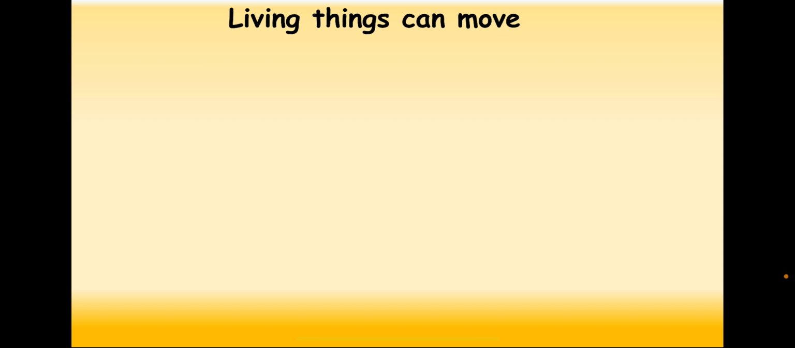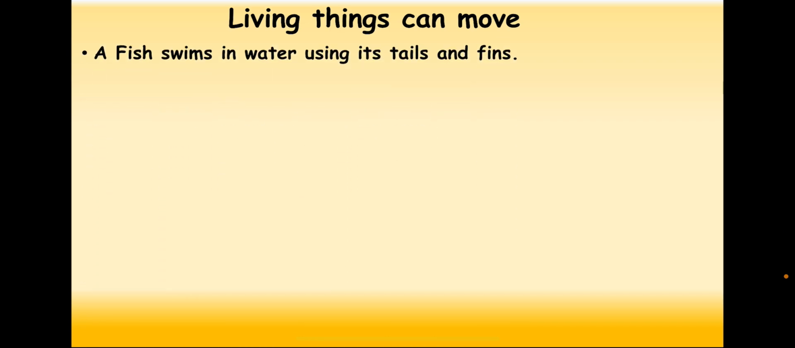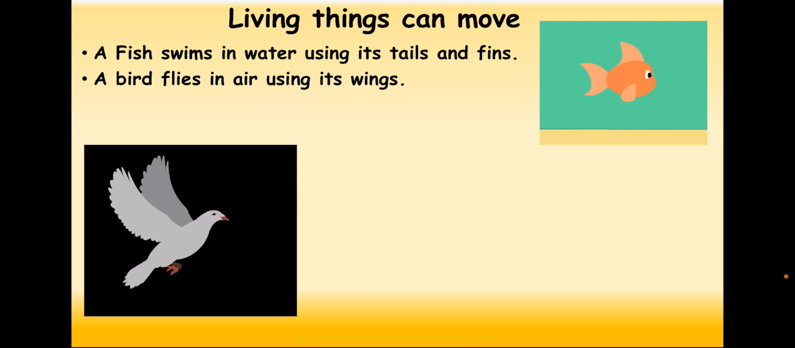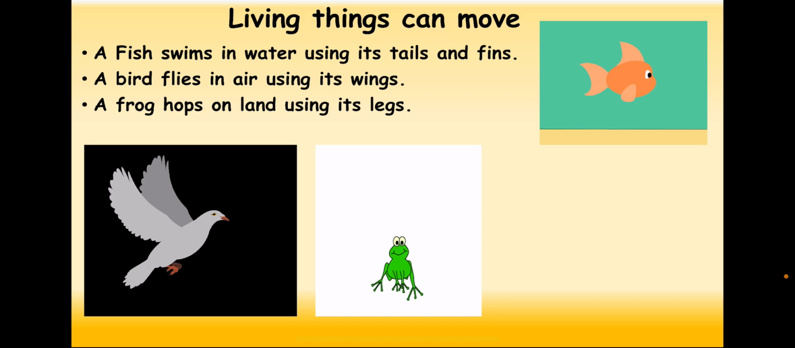Now the living things can move. A fish swims in water using its tail and fin. Have you ever seen how the fish swim? Now you can see in this, the fish swims in water using its tail and fin. A bird flies in air using its wings. Have you ever seen how the birds fly? A frog hops on land using its legs. So a frog also hops.